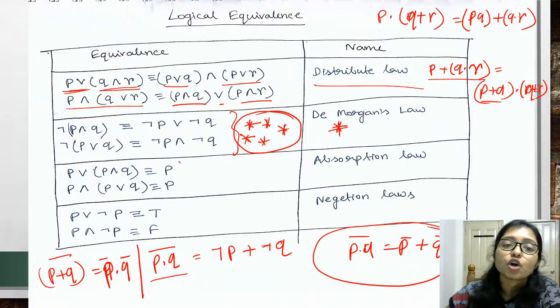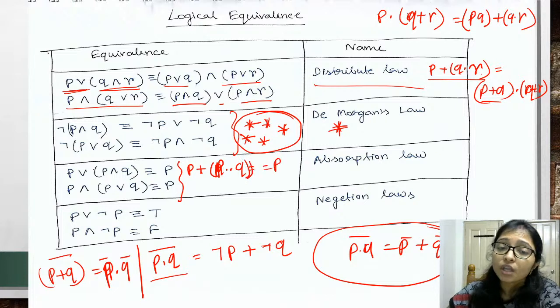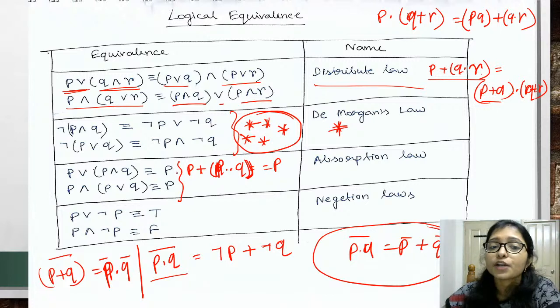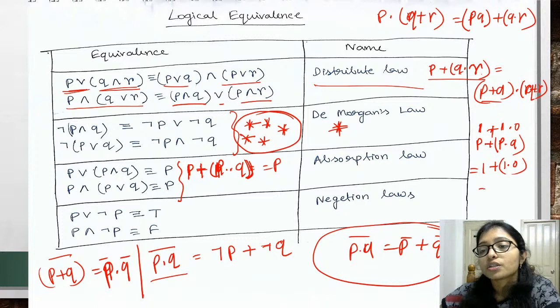What is absorption law? If you see what it is doing here, P plus P dot Q equals, it is telling what? P. Why? Try to remember, try to learn that P plus P dot Q is coming here. So if you take, I am taking P is 1, and here P is 1 and Q is 0. So what will come? 1 plus 1 dot 0, that is 1 is coming.